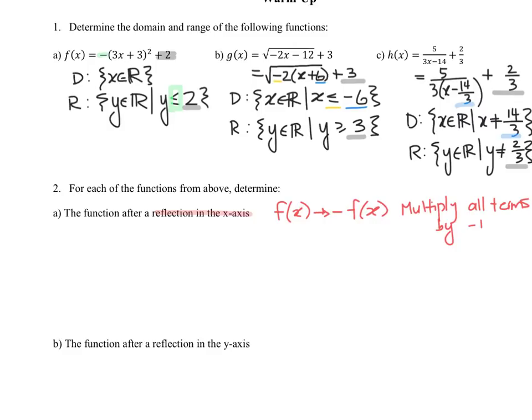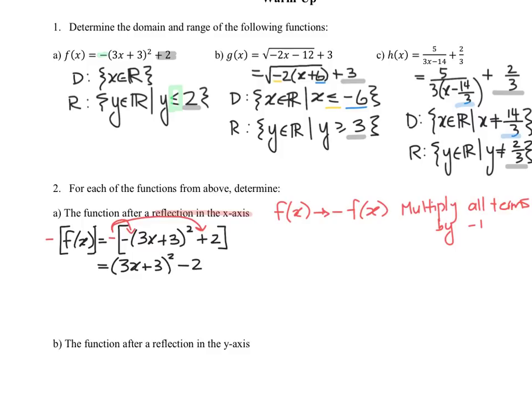Okay, so let's take our f of x, which is originally negative 3x plus 3 squared plus 2, and I'm going to take this and I'm going to apply the negative in front of the function to show that it's been reflected on the x-axis. And then what I'm going to do with that negative is I'm going to very carefully distribute inside my square brackets. So then my overall function without the big square brackets is 3x plus 3 squared minus 2. So the original function was opening down and had a vertex of 0, 2. After the reflection on the x-axis, it's now opening upward and it has the vertex at 0, negative 2.